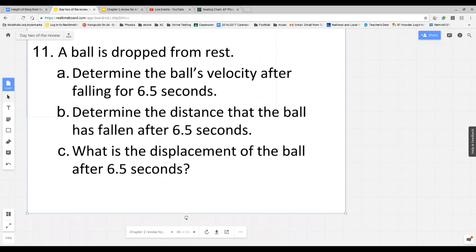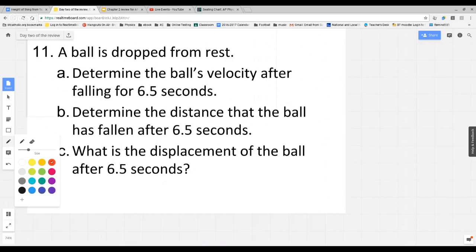Alrighty, here's the first practice for the quiz you're about to take in like 8 minutes. So the ball is dropped from rest. That means that its starting velocity is 0. And if it is being dropped, then the acceleration is -10 because you're AP. And then we want to find out how fast it's going after 6.5 seconds.